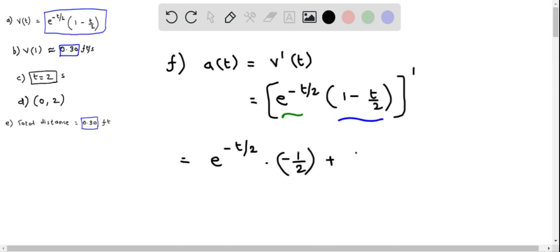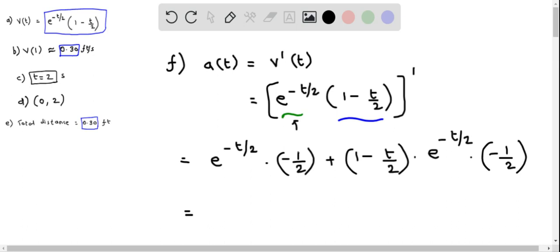Now I write the second term, 1 minus t by 2. Multiply this with the derivative of the first term. That is, we find the derivative of e raised to the power of negative t by 2, which is e raised to the power of negative t by 2 times the derivative of negative t by 2, by applying the chain rule, which is negative 1 by 2.